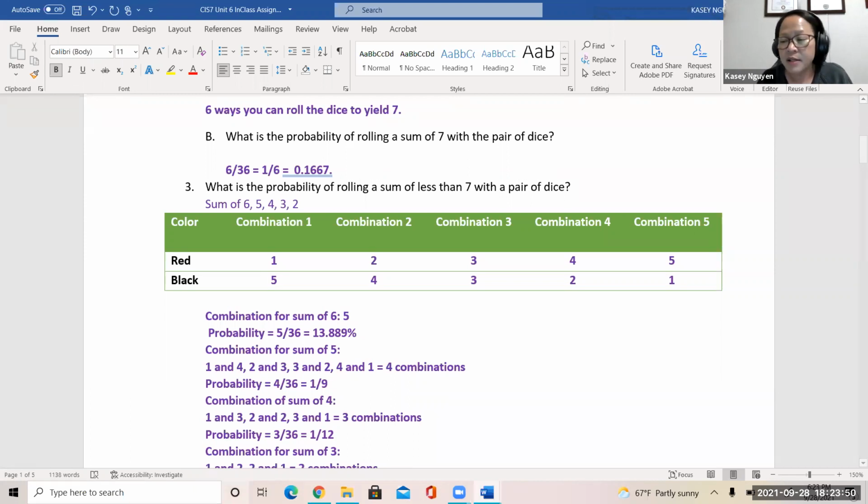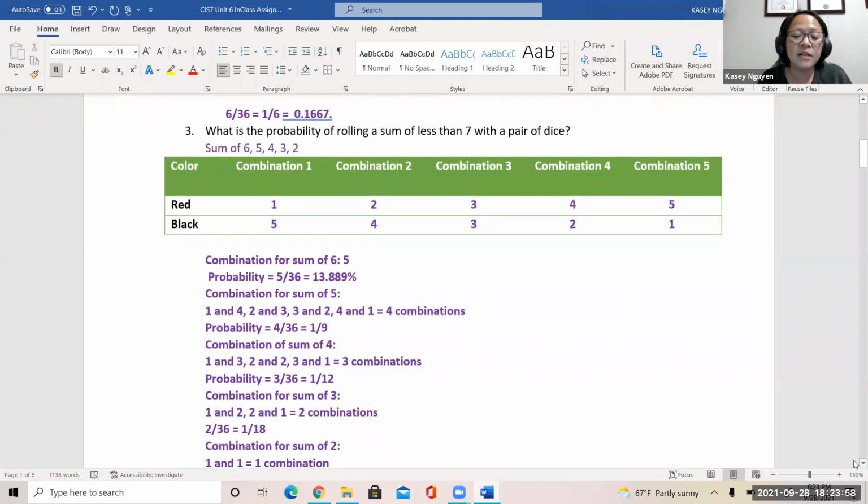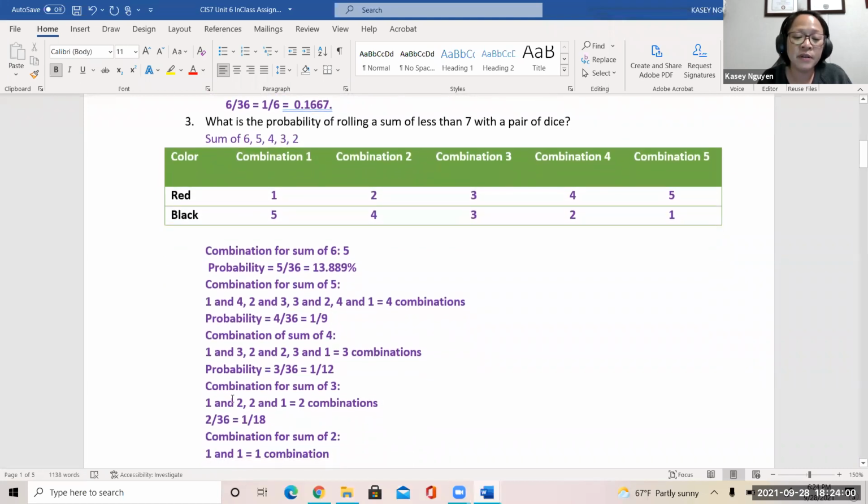And then I'm not done. I still got 2 more to go. So then I would need to find the probability of the next one, which is 3. So then I would refer to the combination. So my combination for the sum of 3 is 1 and 2 and 2 and 1. That's easy. That gives me 2 combinations. I would take again that combination and divide it by 36, which gives me the probability.